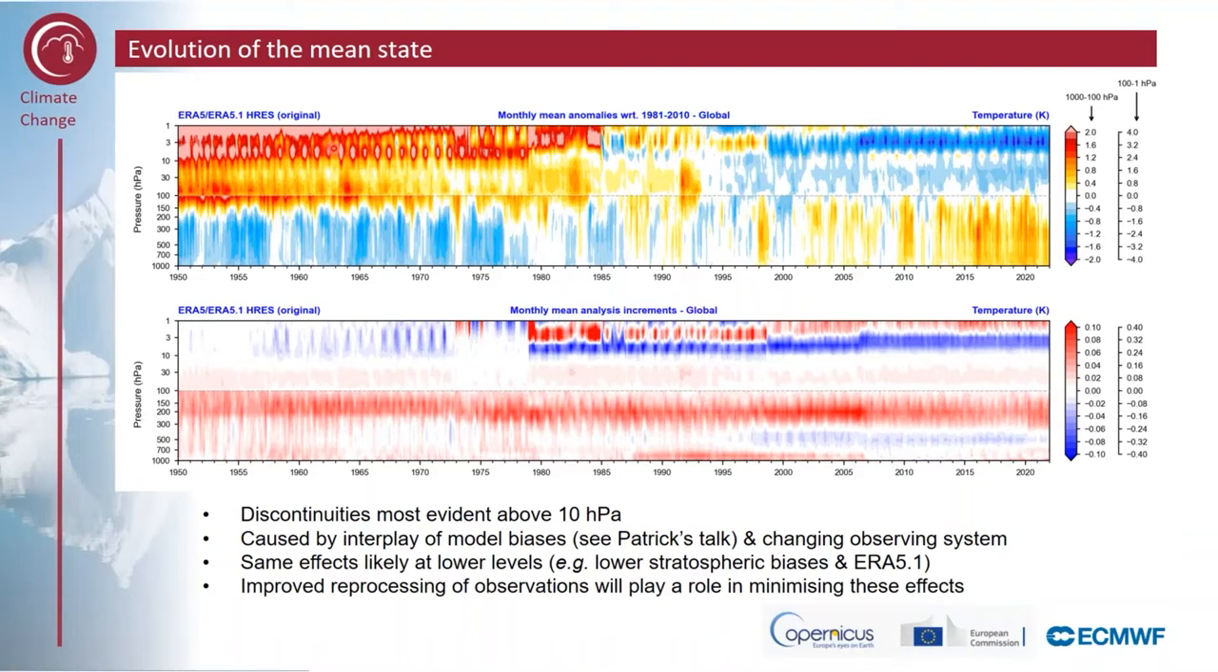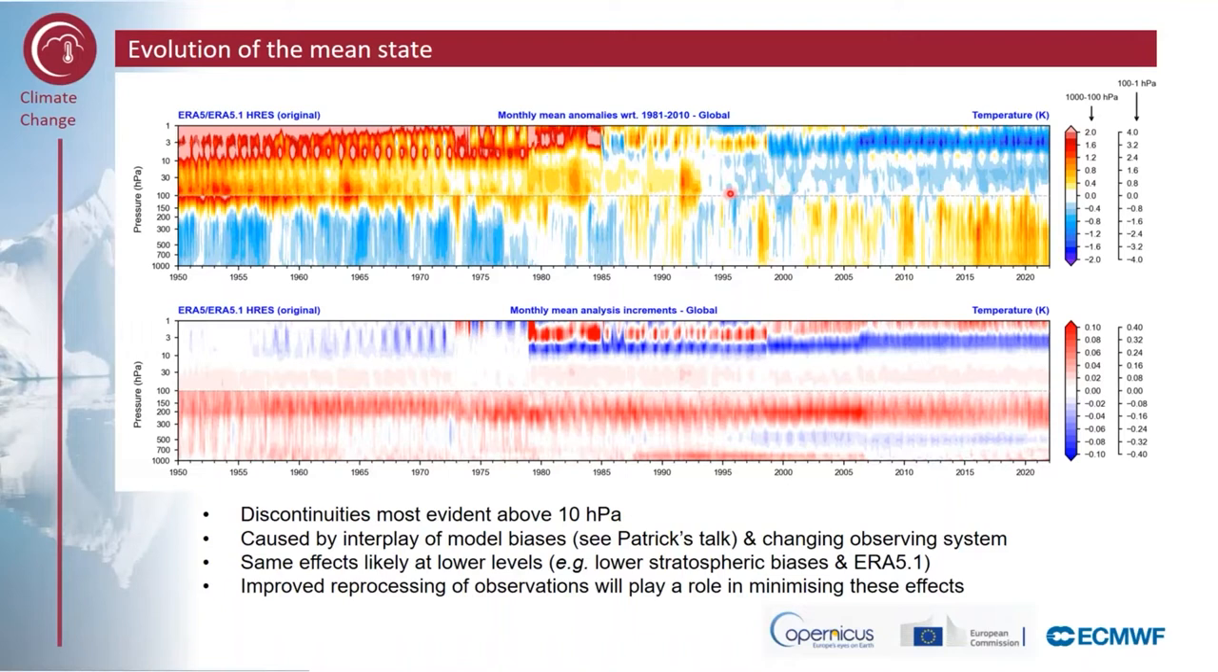Patrick, in the next talk, will cover those model biases in a bit more detail. But those same issues affect us lower down. There's a well-documented problem that made us run ERA5.1 to address problems in our lower stratospheric temperatures. So the aspiration is that through the use of better intercalibrated satellite data, we at least contribute to solving that general problem, discontinuities.